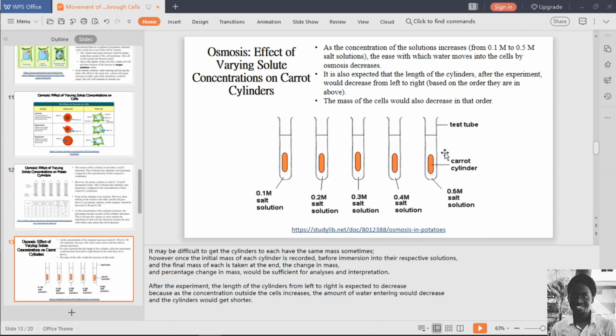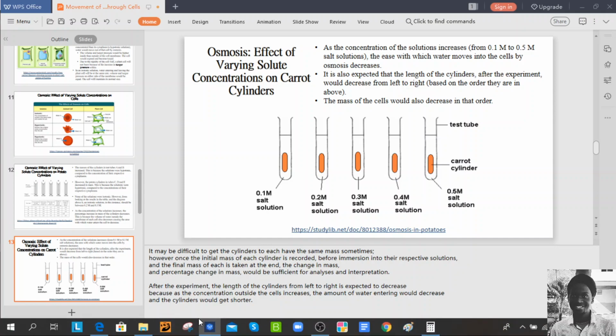The temperature of the solution should be the same. The length of the cylinders should be the same. The mass of the cylinders should be the same. The only thing that should change is the concentration from left to right. So this is least concentrated or most dilute, and this is most concentrated or least dilute. Least concentrated here because it has the least amount of solid, most dilute because it has the most amount of water. Let me show you the calculation.